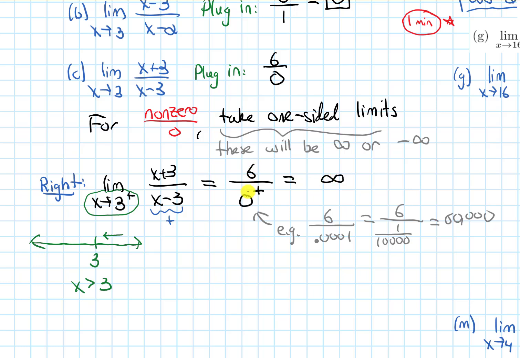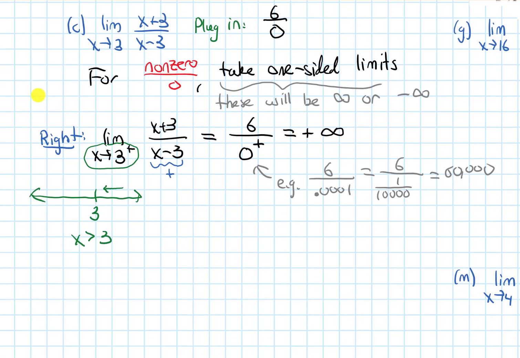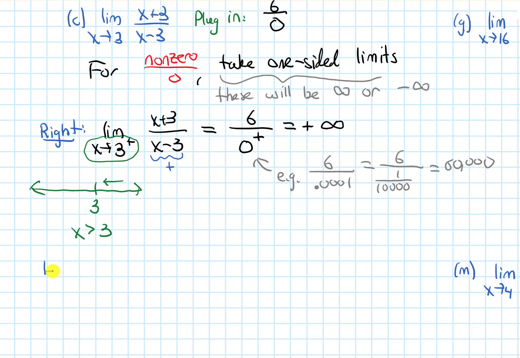And the top is positive, the bottom is positive, which makes this positive infinity. So now we're ready for the limit from the left. So from the left, we will have the limit as x approaches 3 with a little negative sign here, of x plus 3 over x minus 3.